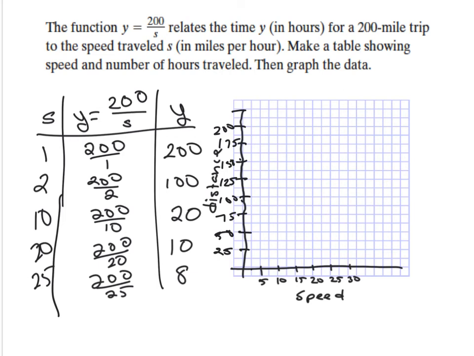Now, 1, 200 is going to be closer here. And it's not perfect. It's just an estimate. 2, 100. Again, it's not exactly perfect, but you get the idea. The 1 is a little bit closer. 2 is there. 10 is at 20. 20 is at 10. And then 25 is at 8.